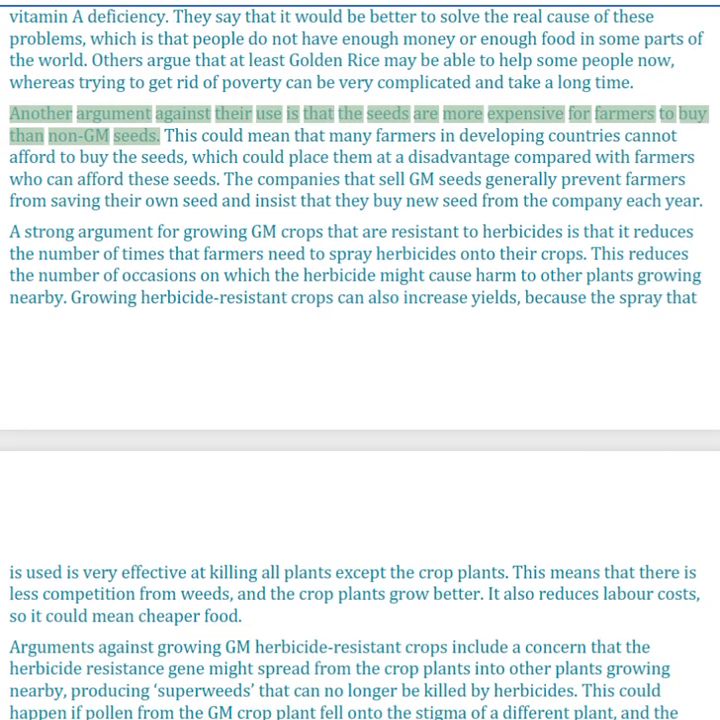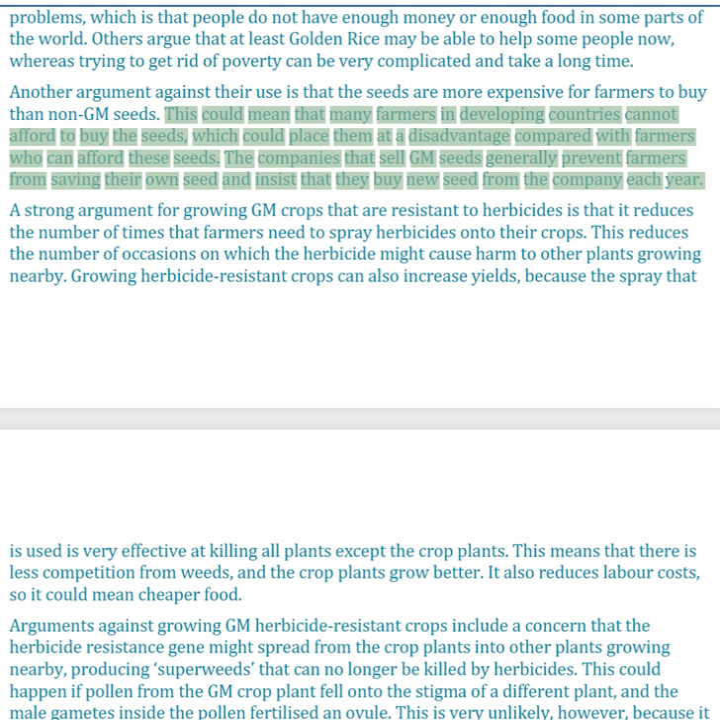Another argument against their use is that the seeds are more expensive for farmers to buy than non-GM seeds. This could mean that many farmers in developing countries cannot afford to buy the seeds, which could place them at a disadvantage compared with farmers who can afford these seeds. The companies that sell GM seeds generally prevent farmers from saving their own seed and insist that they buy new seed from the company each year.